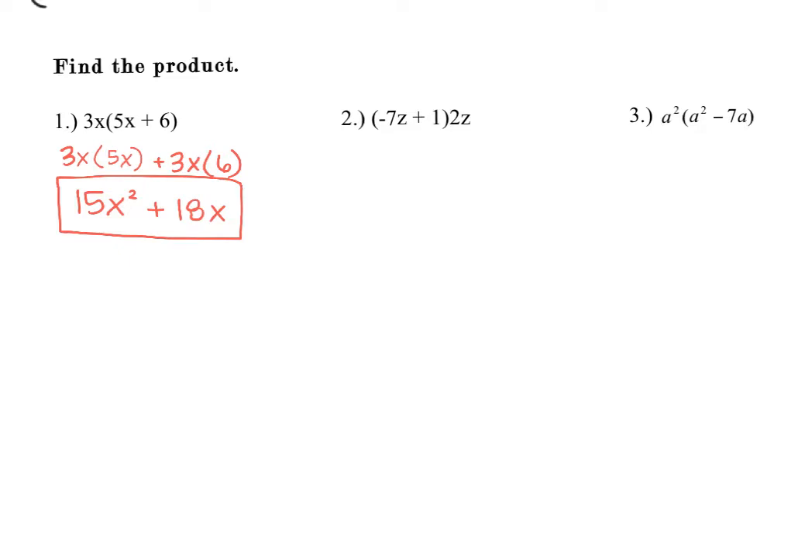Why don't you pause the video right now, try 2 and 3, and when you're ready to check your answers, press play again.